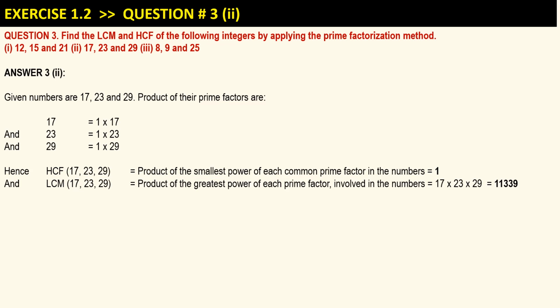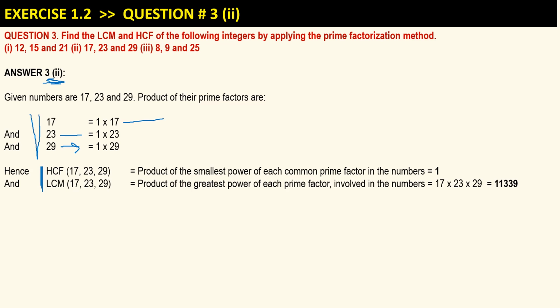Let's get to part number 2, third question, part 2. The given numbers are 17, 23 and 29. If we do their factorization, we get 17 equal to 1 multiplied by 17, 23 is equal to 1 multiplied by 23, and 29 is only 1 multiplied by 29. So now we can easily find their HCF.